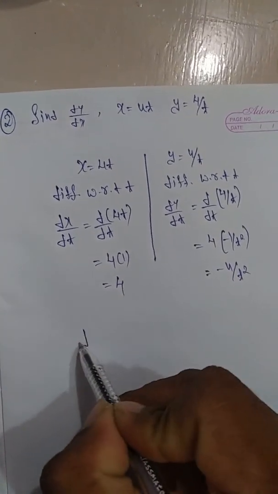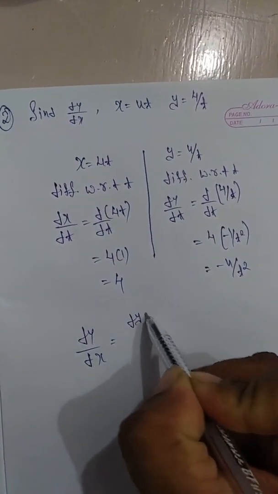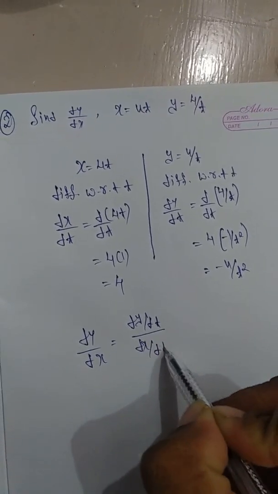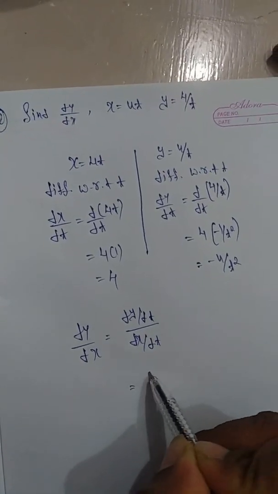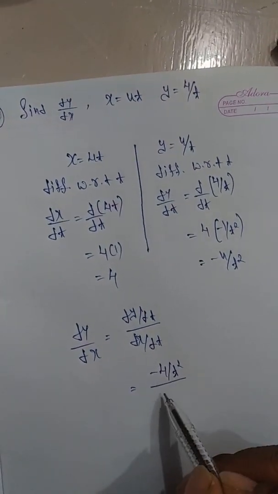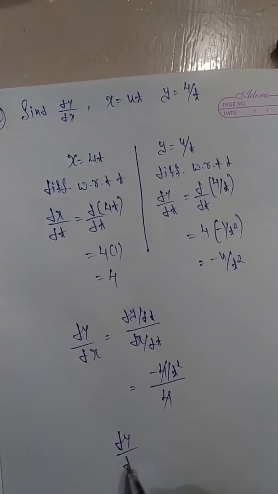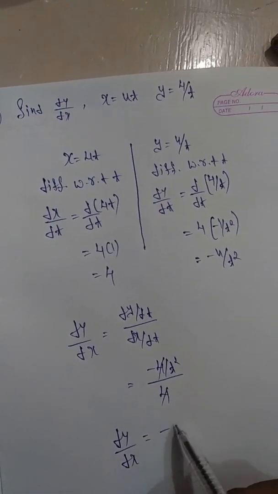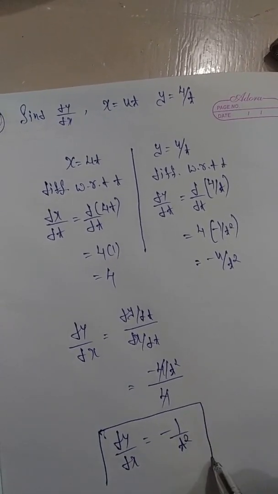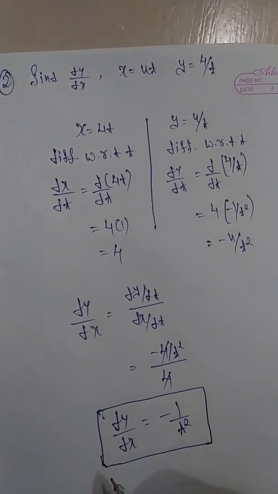Now you want to find dy by dx. How to find dy by dx? dy by dx is equal to dy by dt divided by dx by dt. dy by dt is minus 4 by t square, divided by dx by dt, which is 4. The 4 cancels. So dy by dx is minus 1 by t square. So this is the answer. Take a screenshot and copy to the notes.